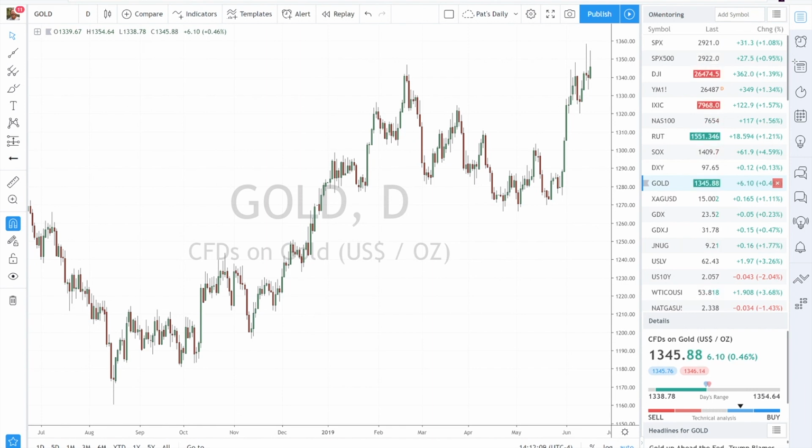Today I'm going to talk about trend lines. Trend lines are basically support and resistance lines, but they're not horizontal. They're going to be at an angle, trending up, trending down. An uptrend is going to connect at least two lows. A downtrend is going to connect at least two highs.